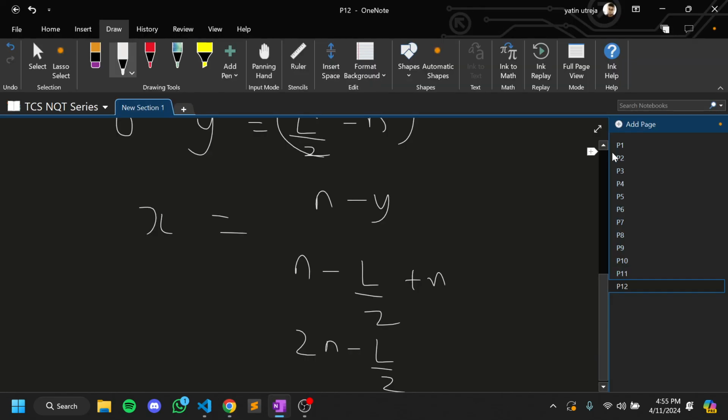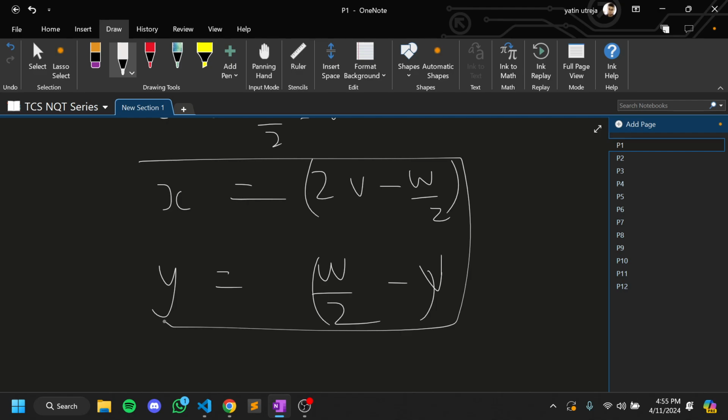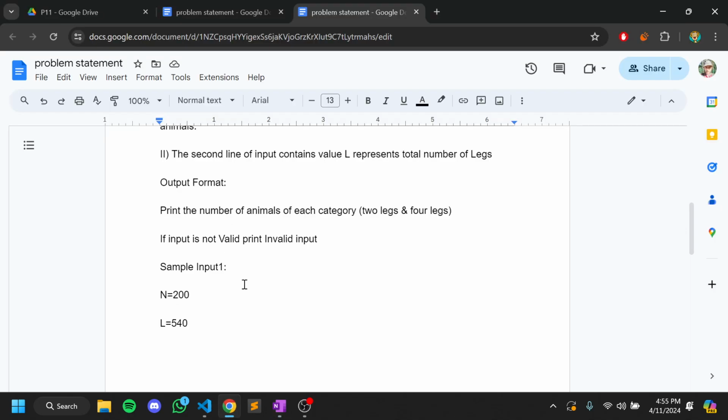So yeah, a pretty basic problem. We have solved this particular problem in P1 as well, as you can see. So yeah, interesting problems. All the best.